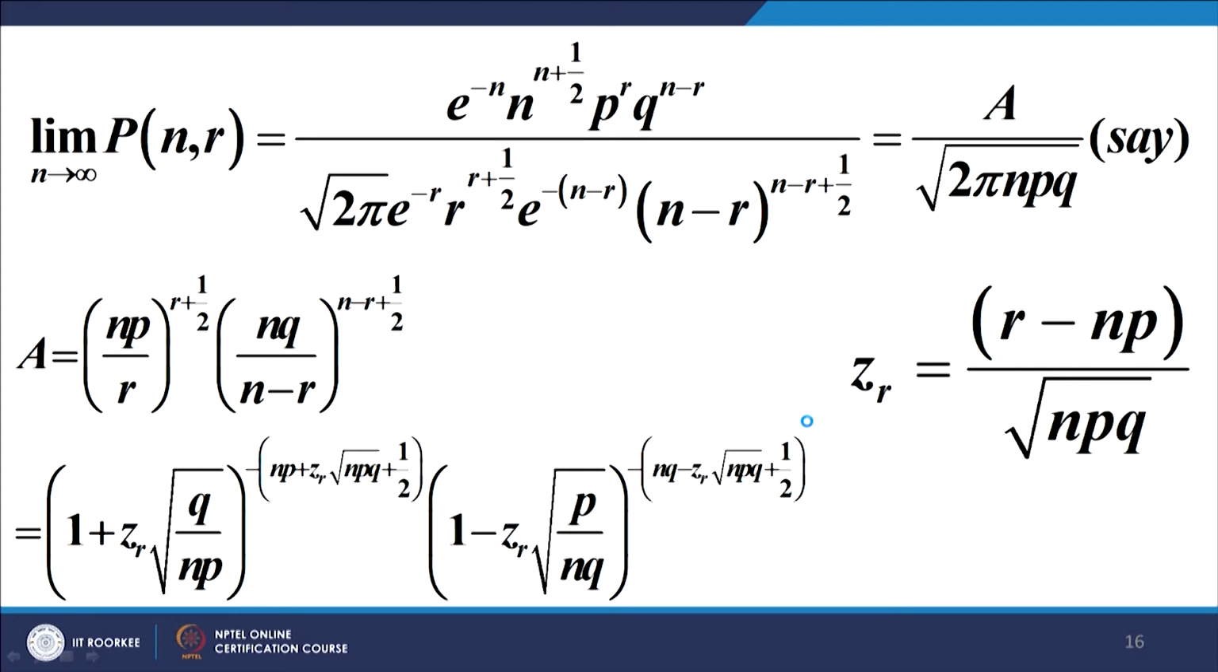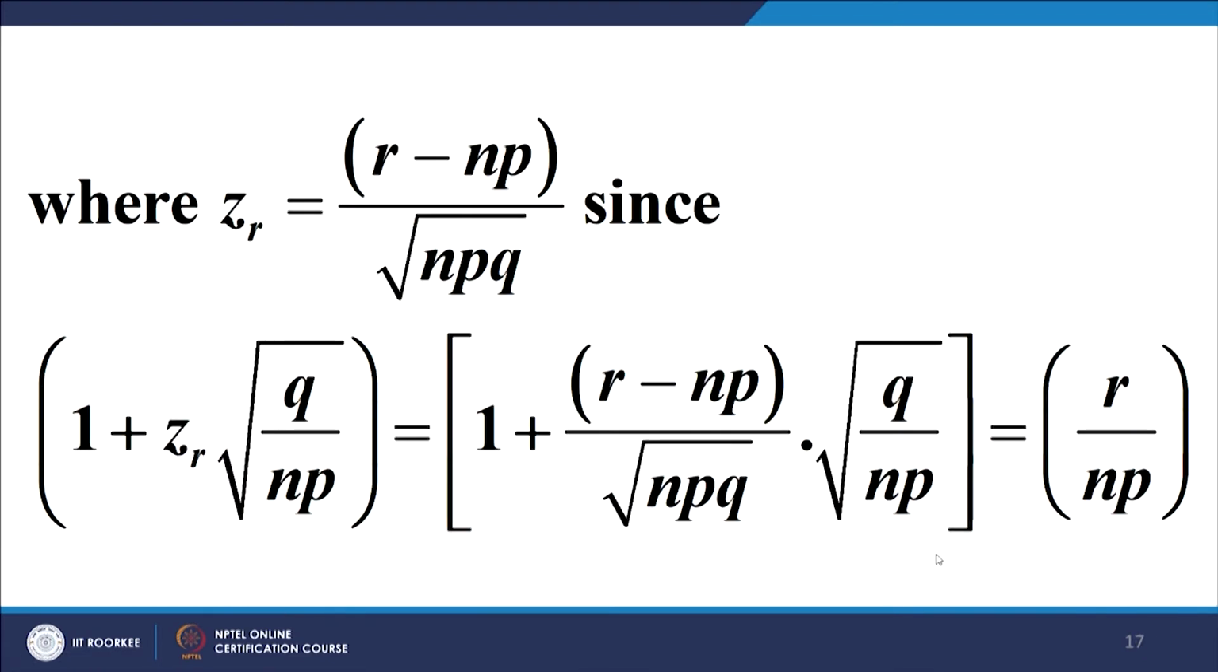We make this substitution in this equation, right. On making this substitution in this equation, we get this whole expression. The simplification that we have used is given in this slide. With a little bit of algebra, we have substituted (r minus np) upon under root npq equal to z_r, and thereby we have arrived at this expression, and this expression is equal to r upon np. So, we started with this, we made this substitution and we arrived at this.